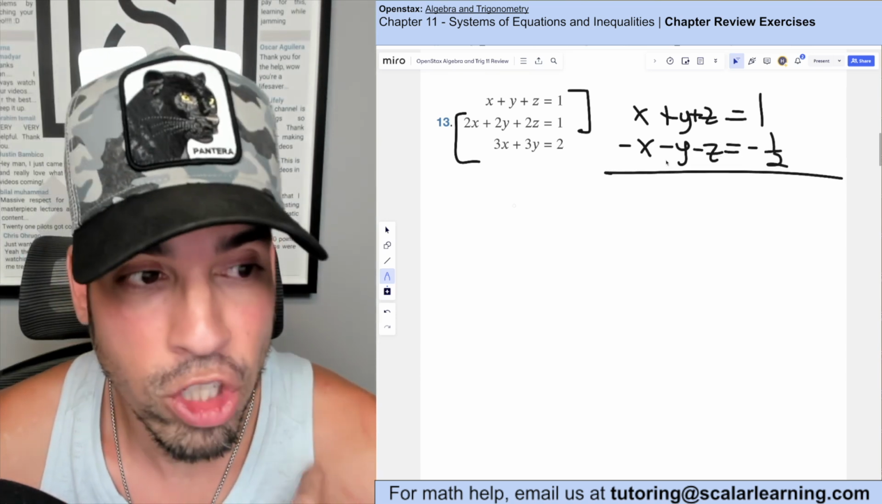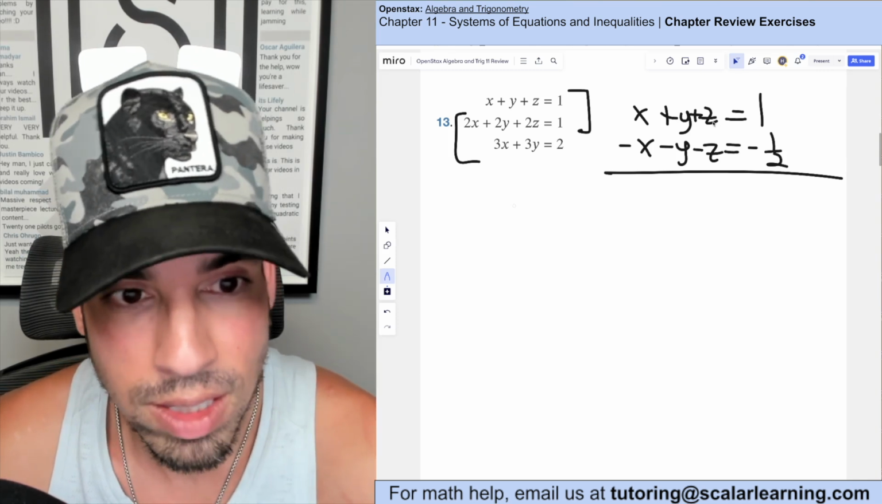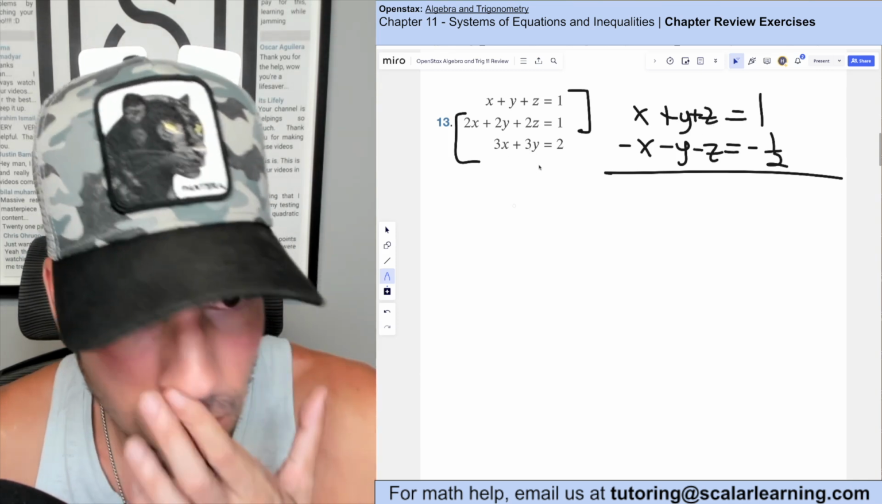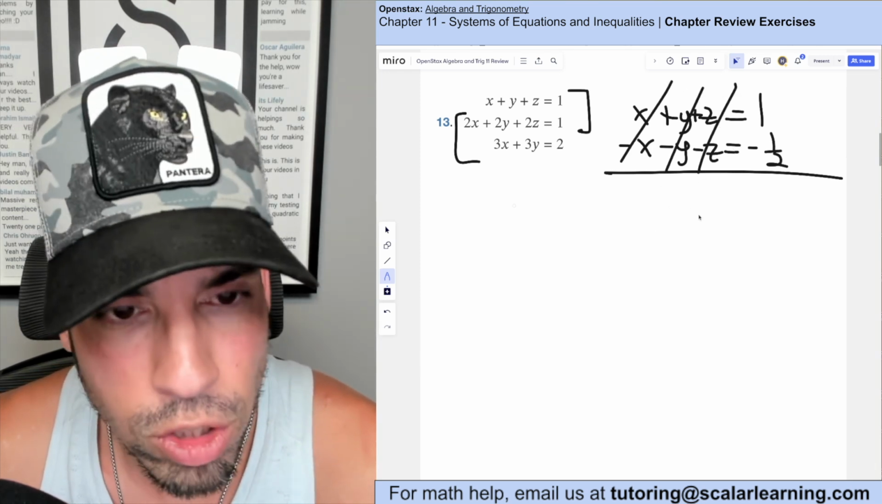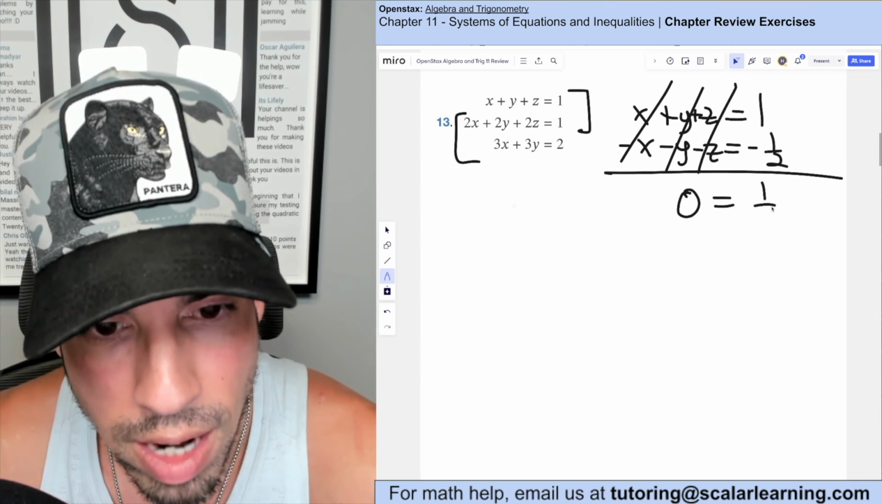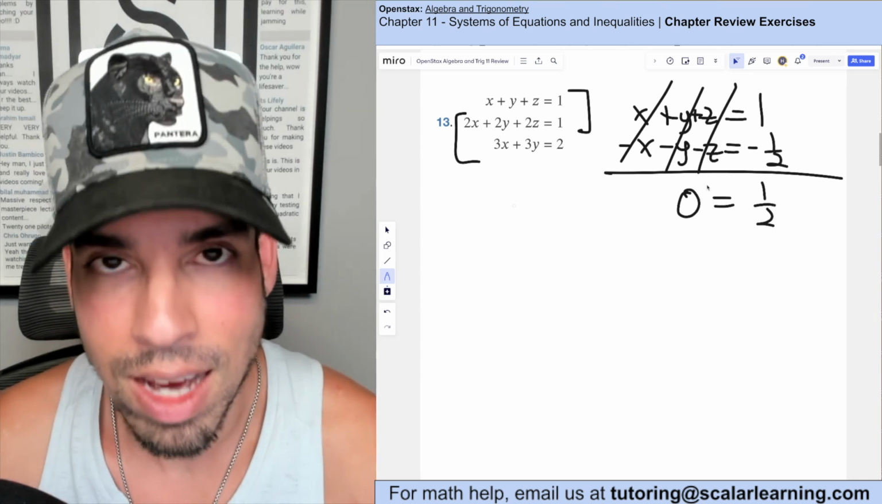Now, my plan was originally to get rid of one variable, ideally maybe z, because there's no z down here. But look what happens when I do that. That goes away, that goes away, that goes away. They all zero out, and I get 0 equals 1/2. Now, this is not a true equation.